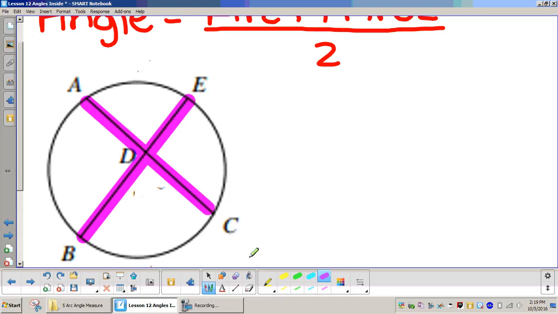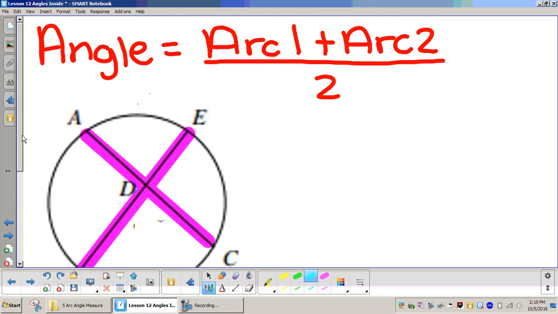And you can see that they've intersected here to create four different angles inside the circle and four arcs that are on the circle. So I have up here that the angle is equal to arc 1 plus arc 2 divided by 2. And this plus is an important part of the formula because we've been using minus, but in this relationship it's a plus.